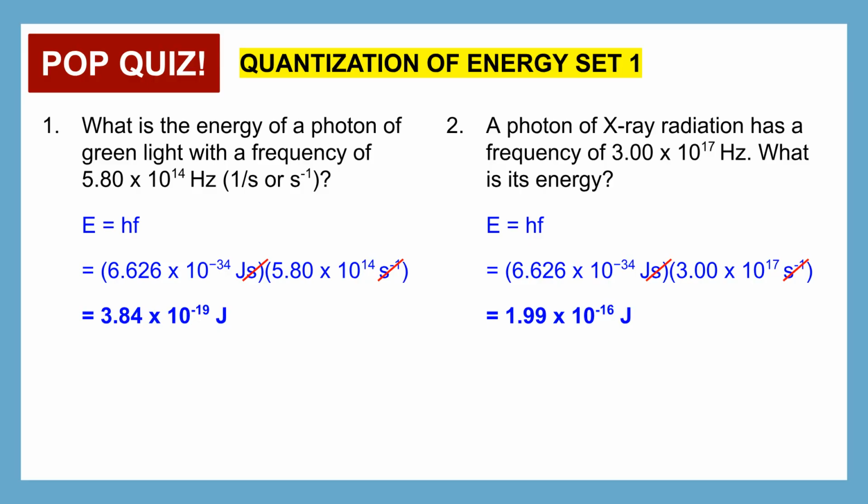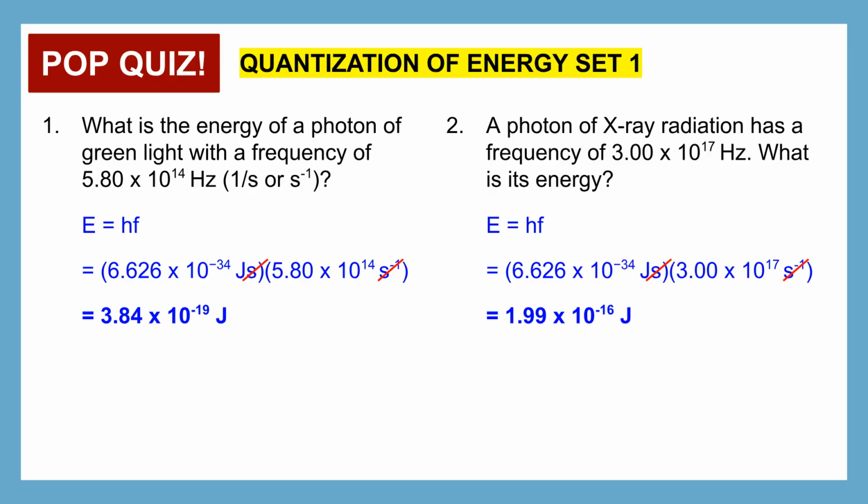In the second problem, the same equation is used, but the frequency is much higher. Again, we apply E equals hf and substitute the given values. When we multiply Planck's constant by the X-ray frequency, the result is 1.99 times 10 to the negative 16th joules. This value is hundreds of times larger than the energy of a visible light photon. The large energy explains why X-rays can pass through soft tissue and affect atoms more strongly.